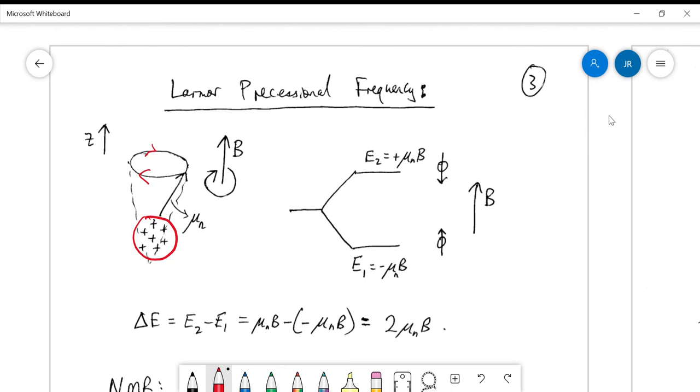This is in an externally applied magnetic field, B. So B is the magnetic field, and it's oriented in the Z direction, which in this diagram is straight up.